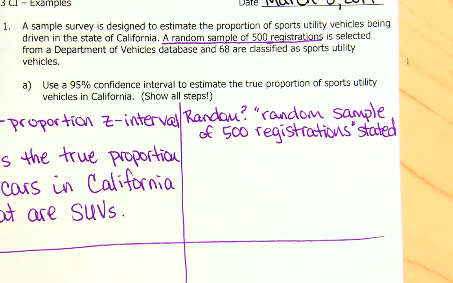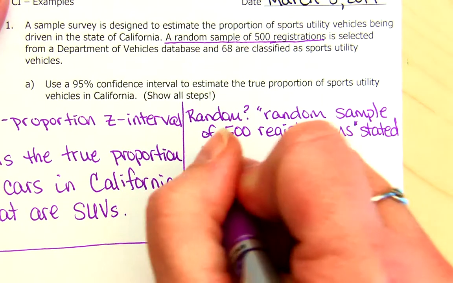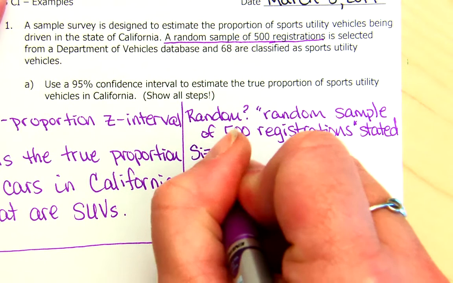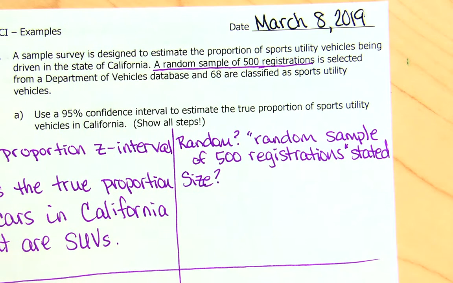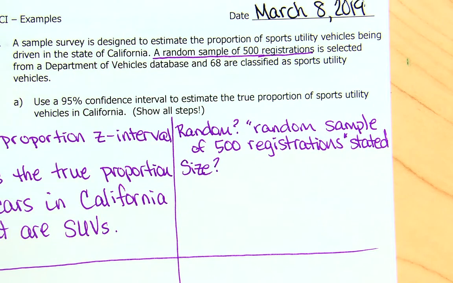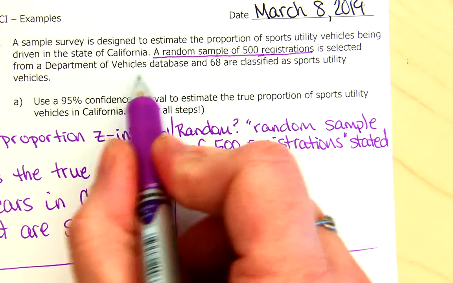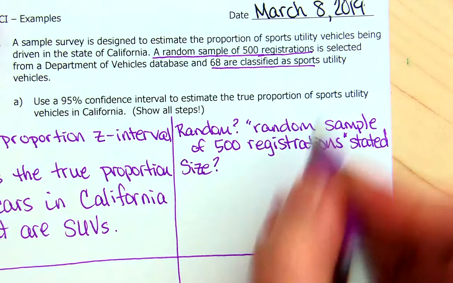Then our other condition is the large enough, or the sample size or normality, or however you want to look at that. I usually just say, is the size good enough? So if we're dealing with proportions, how do we check sample size? Right, we want at least 10 successes and 10 failures. Okay, so here, success is defined as an SUV. We want to know how many SUVs do we have. So we want at least 10 SUVs and at least 10 that are not SUVs. So here, we had 68 that are SUVs.